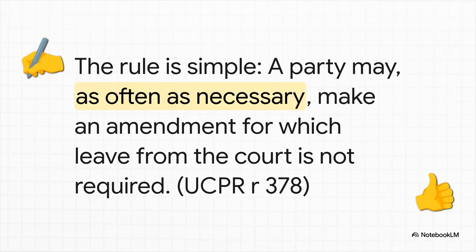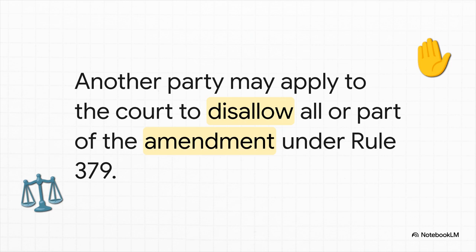So in the early days of a case, before anyone's even thinking about a trial date, the rules are super generous. Rule 37.8 basically says, go for it. Amend as often as you need to. You don't need to ask the court for permission. The idea is to give everyone the flexibility to sharpen their arguments and make sure the real issues are being argued. But of course, this isn't a total free-for-all.